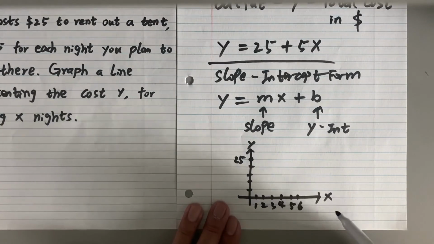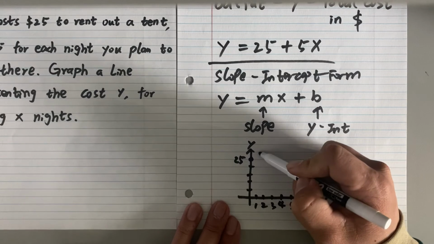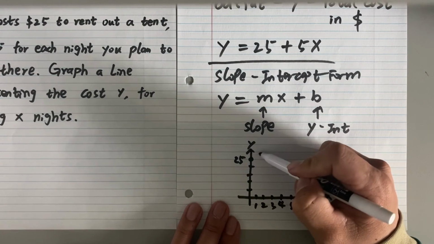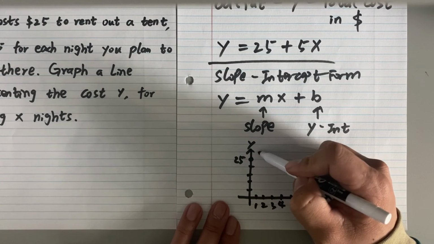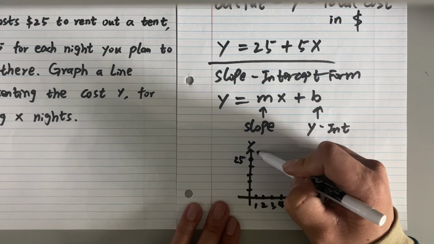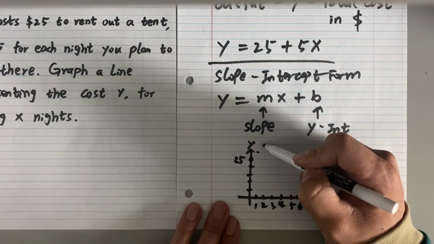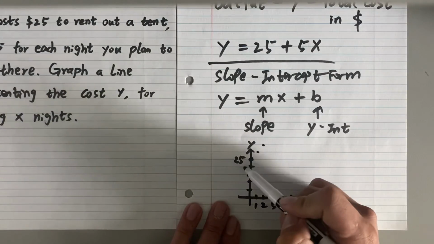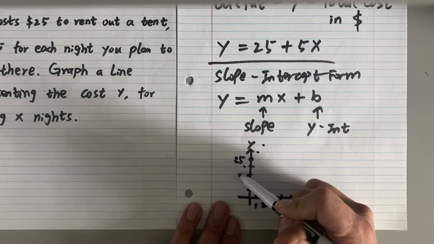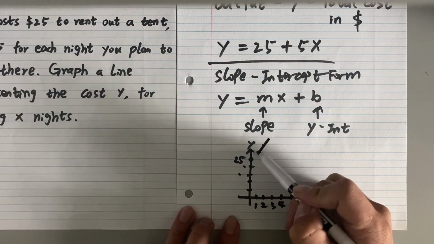So after day 1, the cost would be 30. Day 2, it will be 35. And you see this would be the graph of our function.